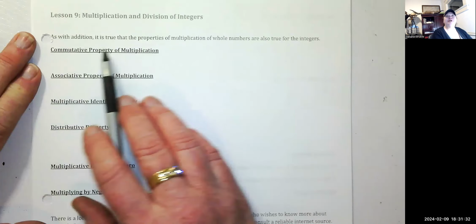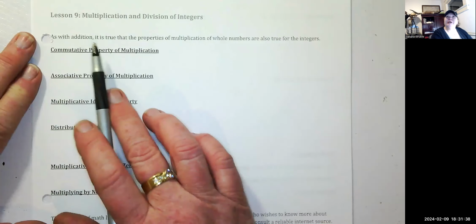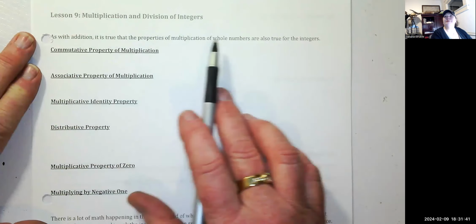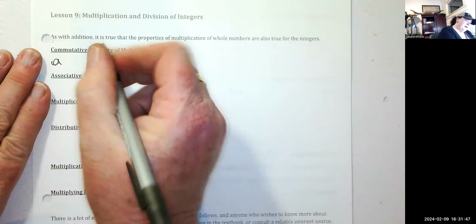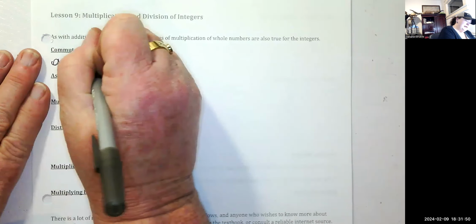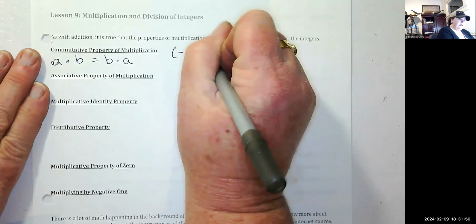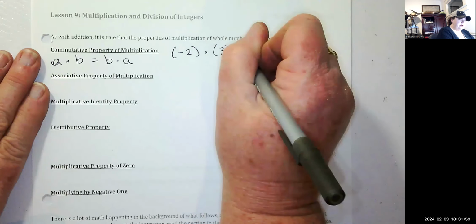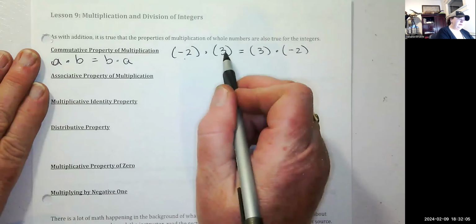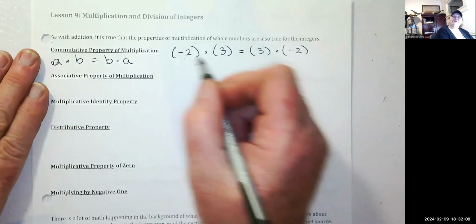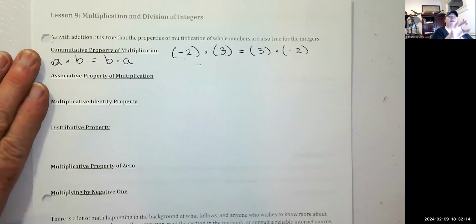All right, so as with addition, now we're doing multiplication and division of integers. We've already done addition and subtraction. As with addition, it is true that the properties of multiplication of whole numbers are also true for the integers. Okay, so for the commutative property of multiplication, a times b is equal to b times a. So I can take any integer, -2 times 3 is the same thing as 3 times -2. -2 times 3 is going to give us a negative times a positive, which we'll get to. I'll prove it here in a minute.